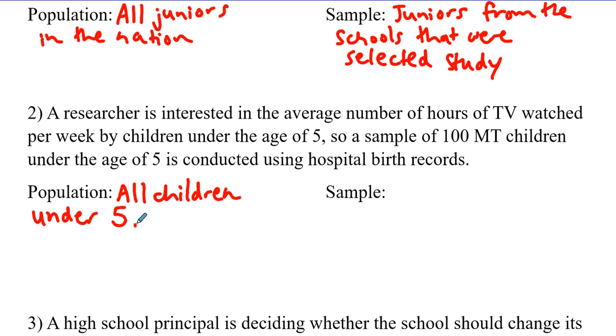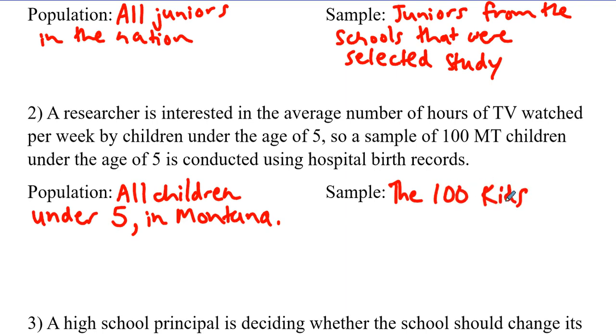The population is only those that could have been selected. Somebody in West Virginia could not have been selected because only kids from Montana were selected. So the population would be all children under 5 in Montana. Sample would be the 100 kids actually selected.